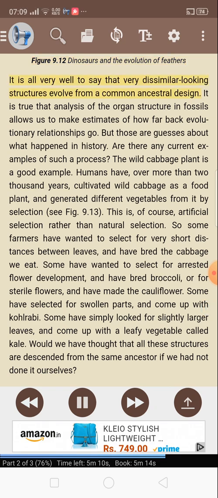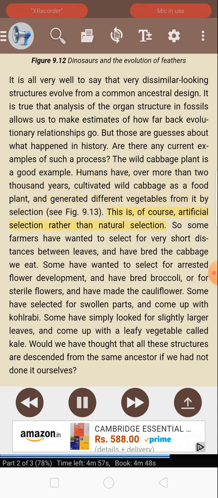It is all very well to say that very dissimilar-looking structures evolved from a common ancestral design. It is true that analysis of the organ structure in fossils allows us to make estimates of how far back evolutionary relationships go. But those are guesses about what happened in history. But there are current examples of such a process. The wild cabbage plant is a good example. Humans have over more than 2,000 years cultivated wild cabbage as a food plant and generated different vegetables from it by selection. See Figure 9.13.